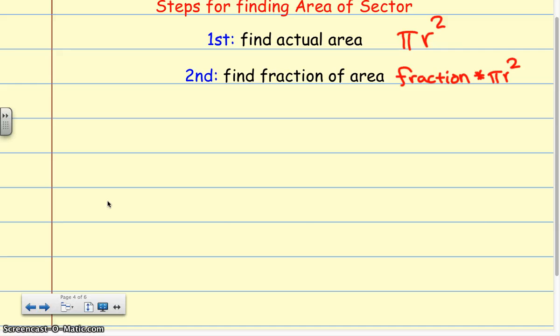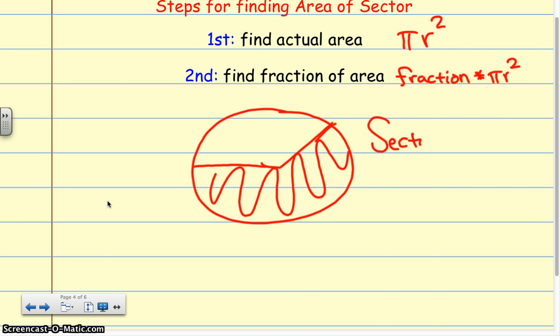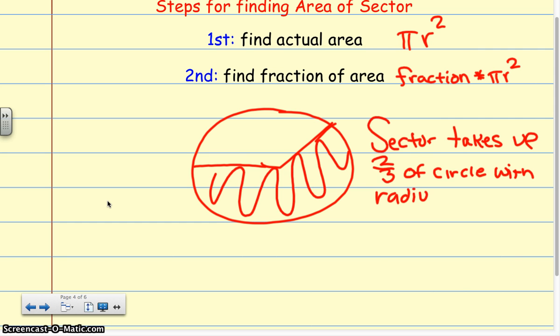All right, we're going to do an example. Let's say I have a sector that takes up, okay, that radius really stinks. That takes up 2/3 of my circle. So that means I'm talking about this sector. So my sector takes up 2/3 of my circle with a radius of 3. I want you to find the area of my sector.